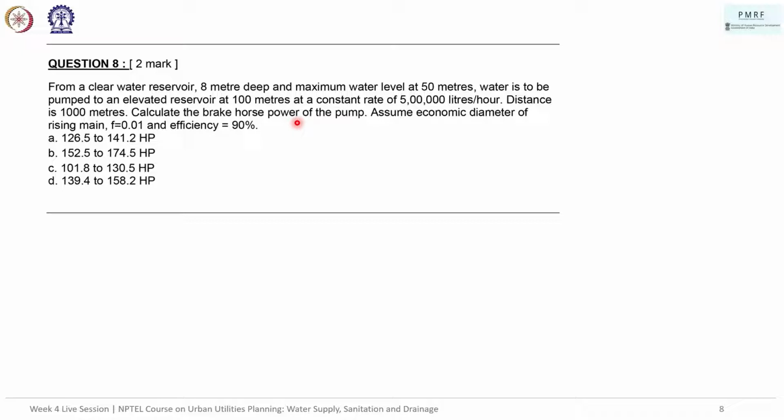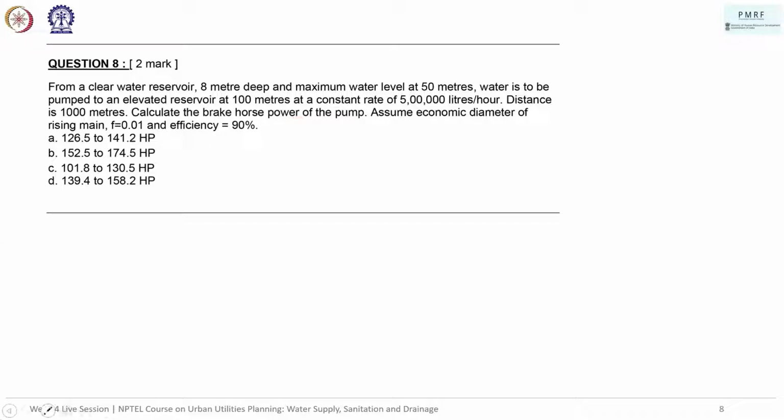The next question. From a clear water reservoir, 8 meters deep and maximum water level at 50 meters, water is to be pumped to an elevated reservoir at 100 meters at a constant rate of 5 lakh liters per hour. Distance is 1000 meters. Calculate the brake horsepower of the pump. Assume economic diameter of rising main, and f is equal to 0.01 and efficiency is equal to 90%.